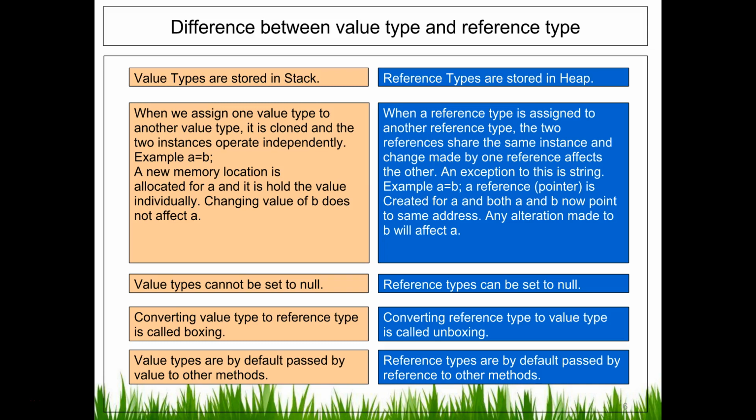Value types are by default passed by value to other methods, which means if you declare a in function a and pass it to function b, and function b modifies that parameter value, it won't get reflected in function a. So whatever function passes the value, it is immutable. Reference type is passed by reference to other methods, which means if function a is passing a parameter a to function b, and function b modifies the value of a, this will get reflected in function a. So you have to be very careful when you pass these parameter types.